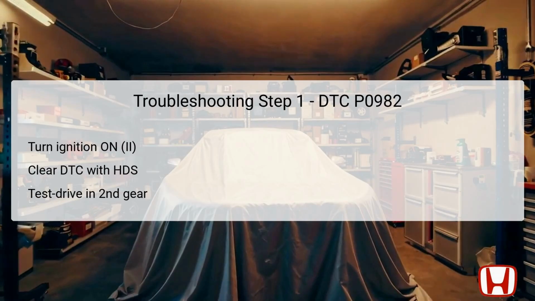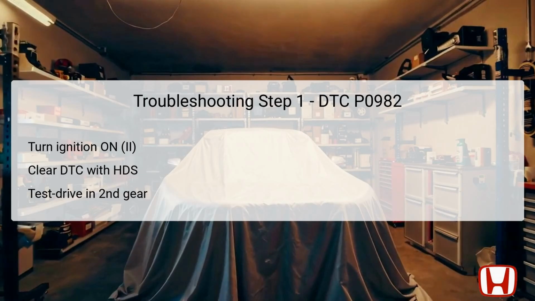The initial step in troubleshooting DTC P0982 involves a thorough verification process. Begin by turning the ignition switch to the on position, ensuring that all electrical systems are activated. The next step is to clear the DTC using the Honda Diagnostic System, HDS, which provides a clean slate for diagnosing current issues without interference from previous codes.